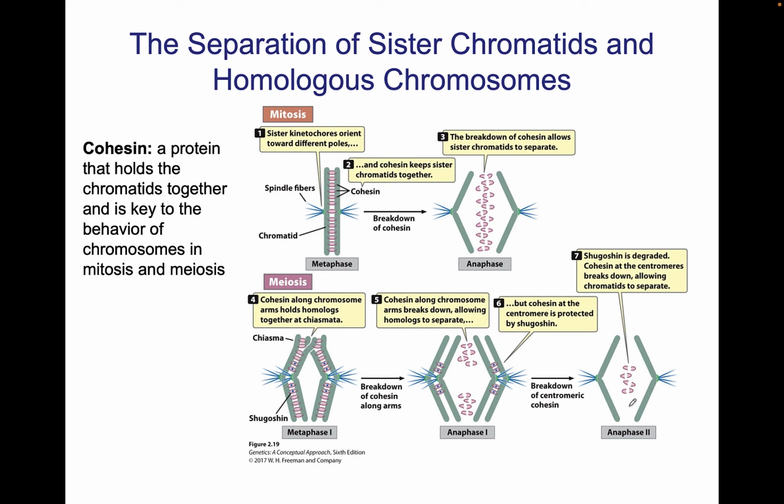Okay, this cohesin is present along the chromosome arms, and it holds the homologs together at the chiasma. So it helps hold them together. This is very, very important because if the cohesin was not present, you would have the breaking apart of the chromosomes, and it would make it much more difficult for them to be held together.